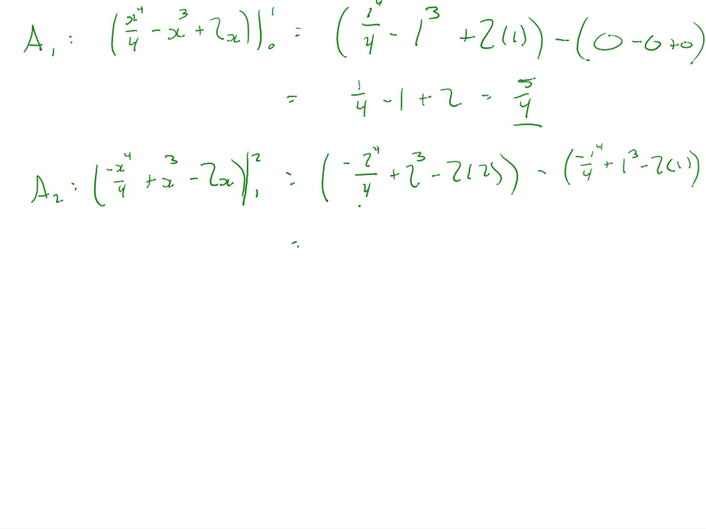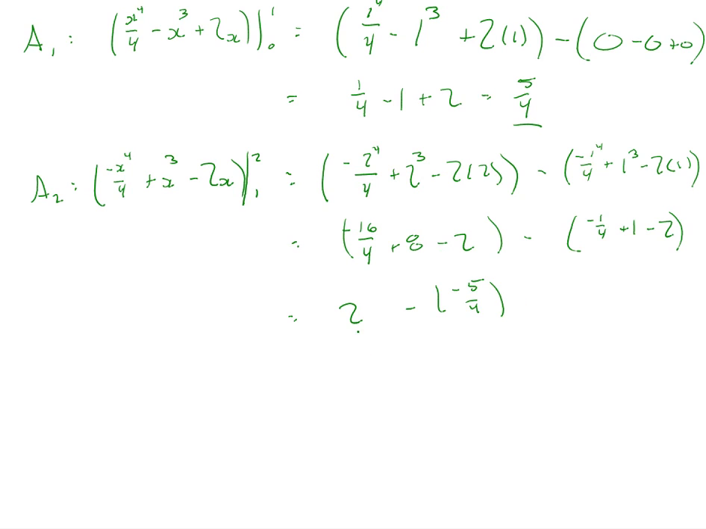All right, so this is negative 16 over 4 plus 8 minus 2 minus negative 1/4 plus 1 minus 2. So this is really negative 4, plus 8 is positive 4, minus 2 is 2. And now we've got negative 1 over 4 plus 4 over 4 is 3/4, minus 8 over 4 is negative 5 over 4. You'll notice it's just the opposite sign of this because all the signs are switched. So we're going to say negative 5 over 4.